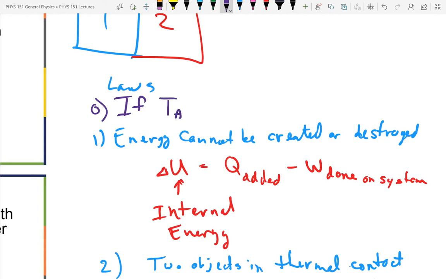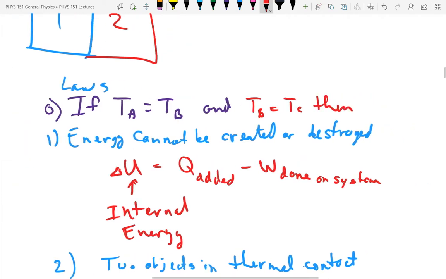So mathematically, that first statement, if object A is in thermal equilibrium with object B, means temperature A is equal to temperature B. And if object B is in thermal equilibrium with object C, which mathematically is temperature B equals temperature C, then the end of this is object A will be in thermal equilibrium with object C.